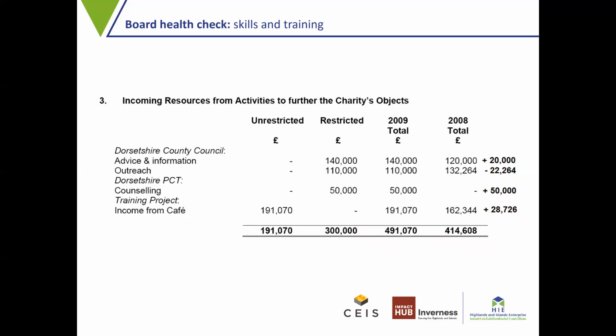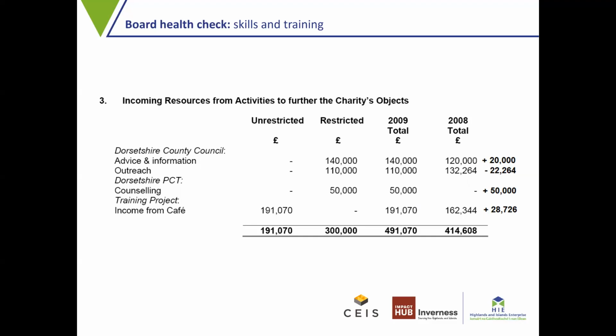So Note 3 shows that the funding received from Dorsetshire County Council has changed slightly, with an increase of £20,000 for the advice and information service, but a decrease of 22,264 for the outreach service. The note also shows that £50,000 was received from Dorsetshire PCT to provide a counselling service. This was a new funding stream for the year.